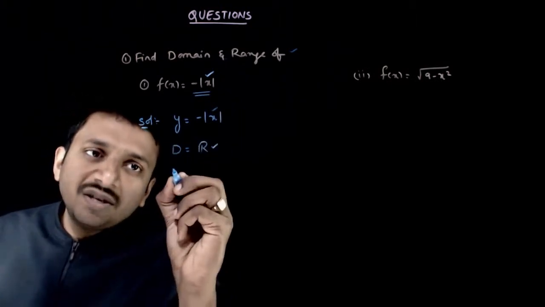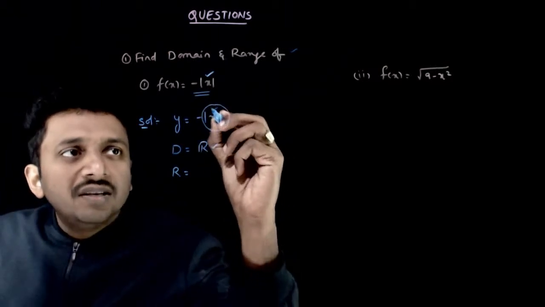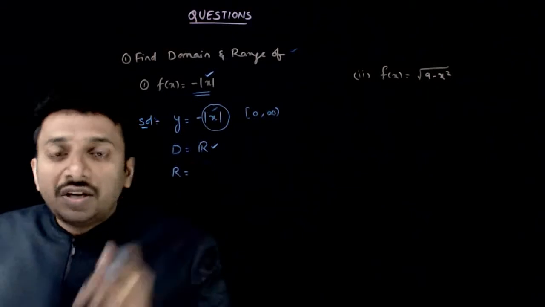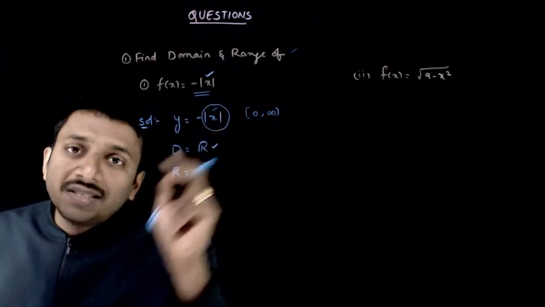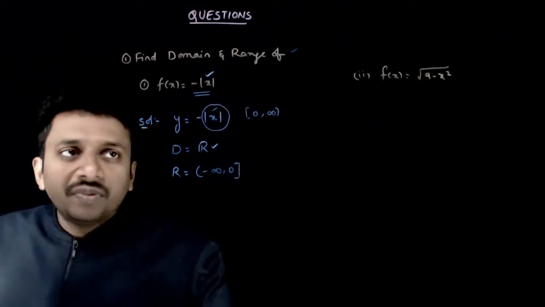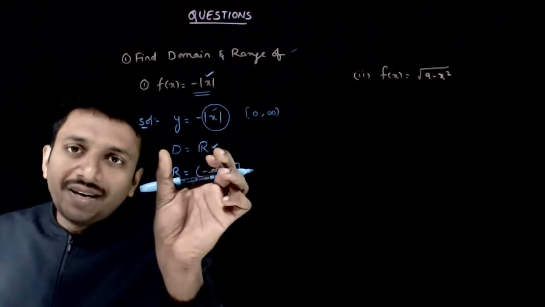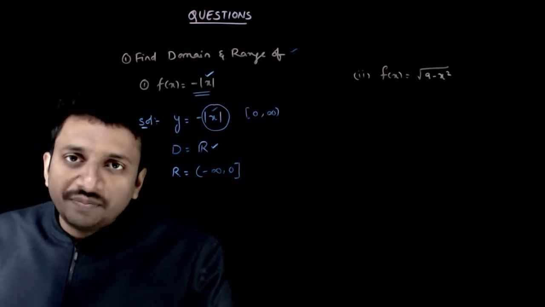Next, what is the range of this function? We know that the range of mod x is closed 0 to infinity. You get only positive numbers out of mod x, and if you add a minus to all these numbers, you get the range as minus infinity to 0. You get only negative numbers out of this function. So the domain is all real numbers, the range is open minus infinity to closed 0.